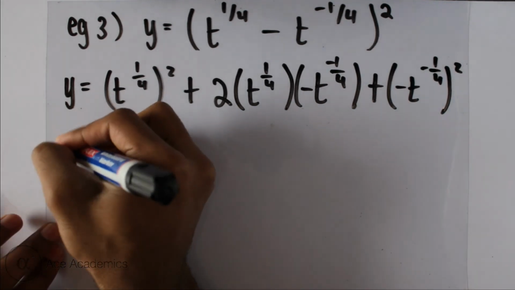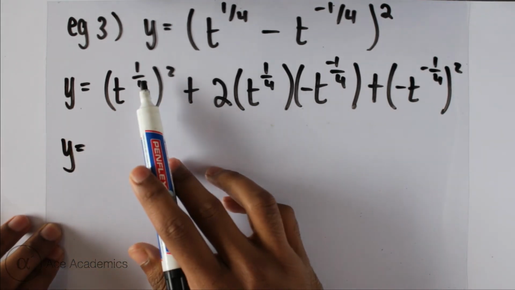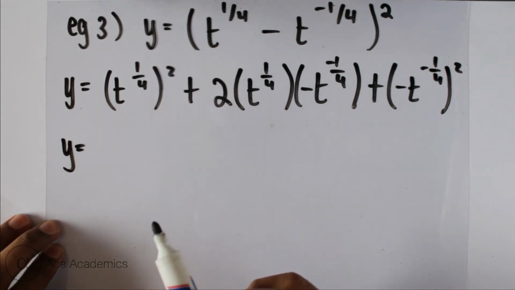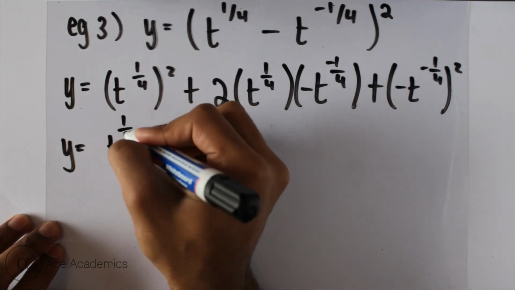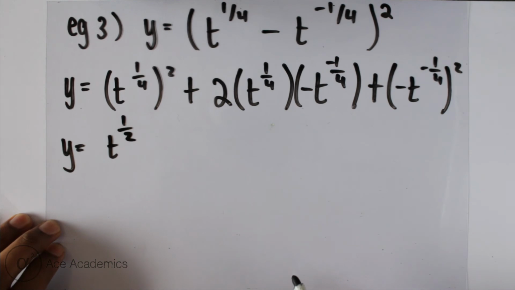Now to simplify. When we're raising one power to a further power, we multiply our exponents. Please refer to our laws of exponents. And we're just left with a quarter multiplied by 2, which is simply a half. So we're left with t to the power of a half.